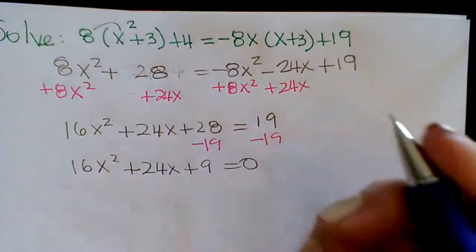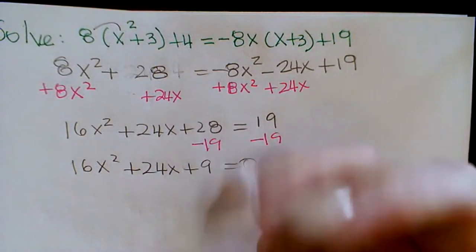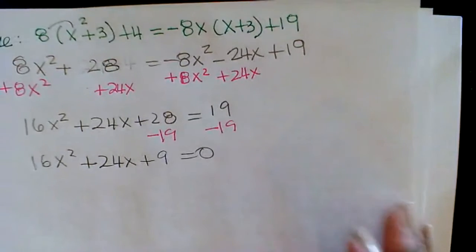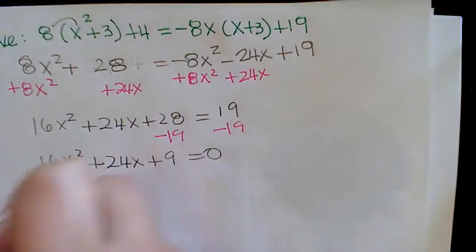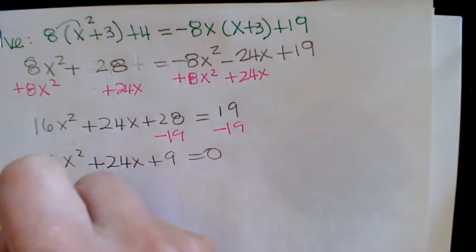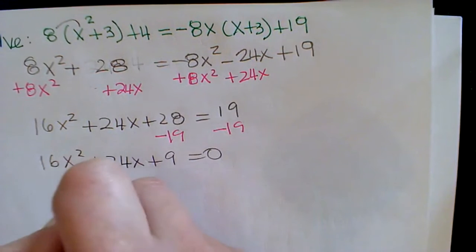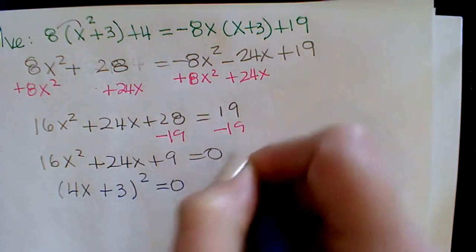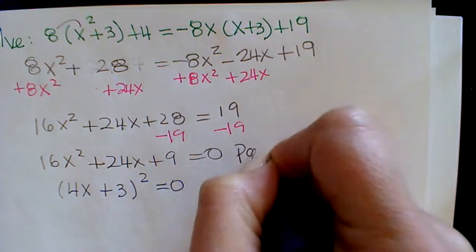And what is this one? If you look at it very closely, it's a what? It's a perfect square trinomial. Okay, so it's going to be 4x plus 3 squared. Perfect square trinomial.